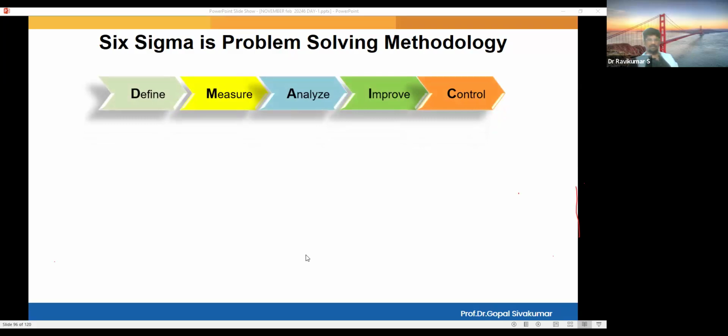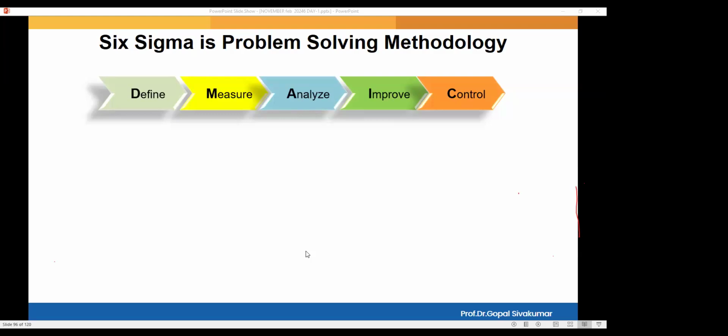For example, if you want to define the problem, what do you have to do first? You are in the top management, you may be a general manager. Your manager is bringing up a problem to you. When will you understand and accept there is a problem? You should know the problem. For example, there should be a customer voice.